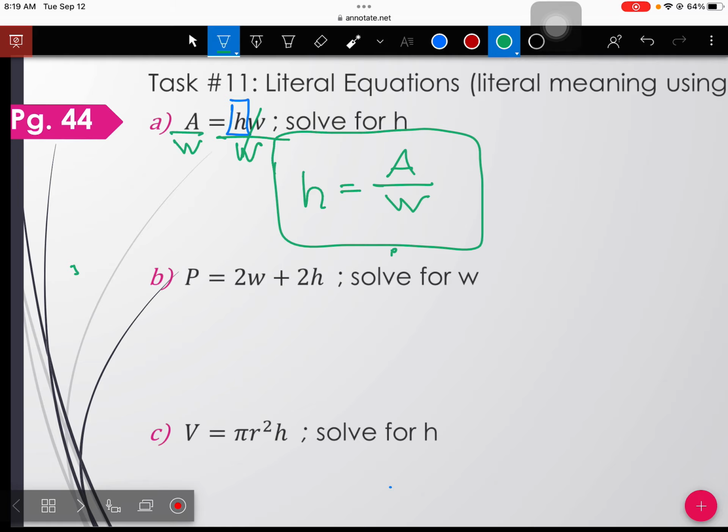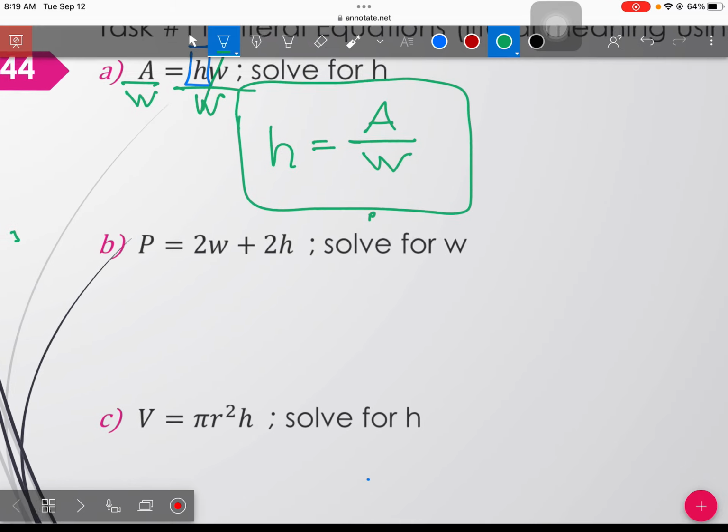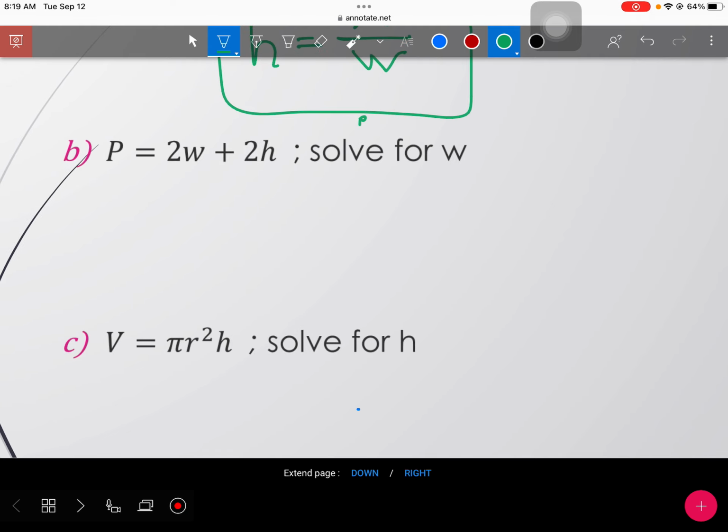Guys. All right. The next one. P is equal to 2W plus 2H. I'm thinking you probably might be able to do this one. Give us a chance. All I'm asking for is a chance. Solve for W. Isolate W. Get it by itself. While you're doing that, I'm going to try to take attendance.